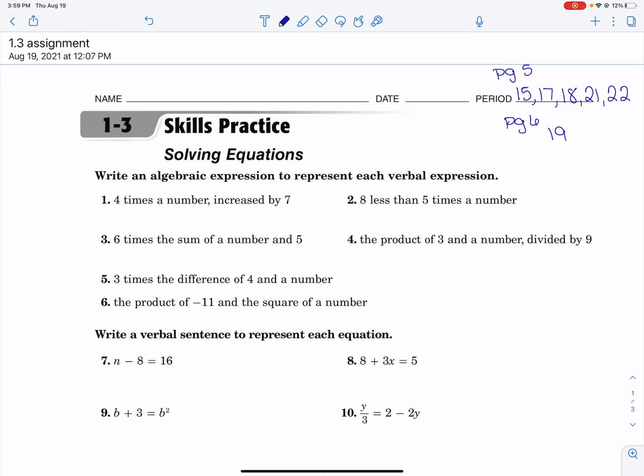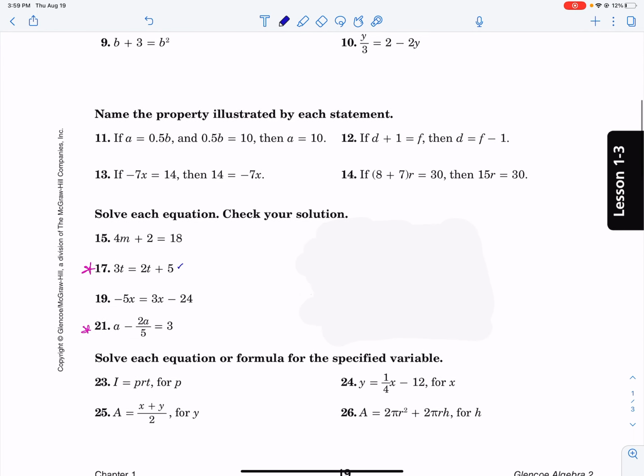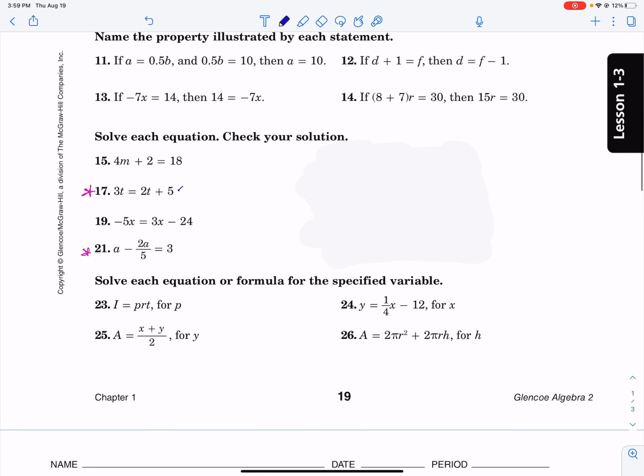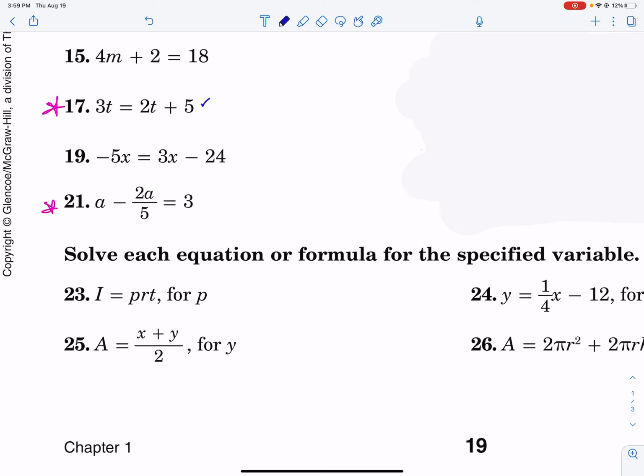The 3 problems that I'm going to be working on are 2 on page 5, which are going to be 17 and 21. And then on the back side, I am going to be working on problem number 19. Okay, so let's go ahead and get started with problem number 17.